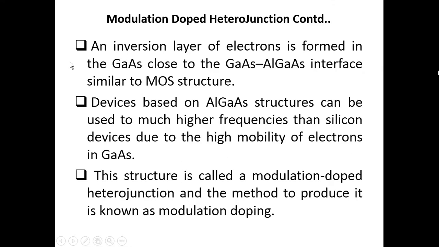In the same way, devices based on aluminum gallium arsenide structures can be used at much higher frequencies than silicon devices. That is the advantage of using aluminum gallium arsenide heterostructures. And this structure gives a very high mobility of electrons, which is due to the mobility of electrons in the gallium arsenide.